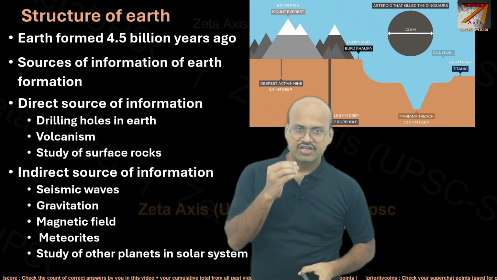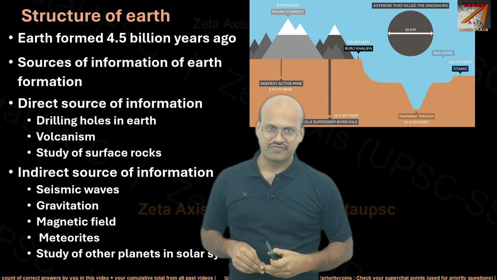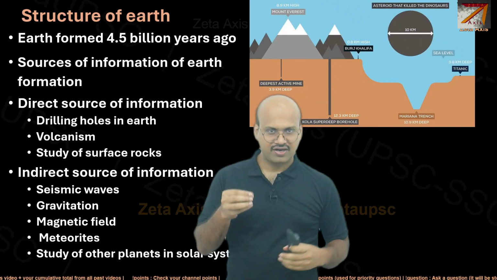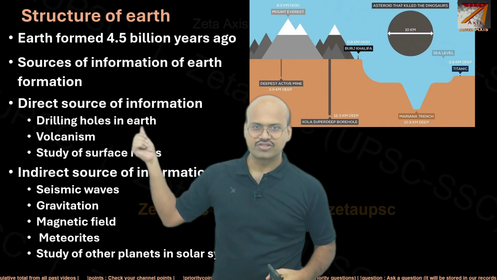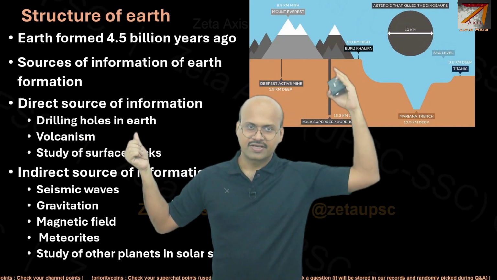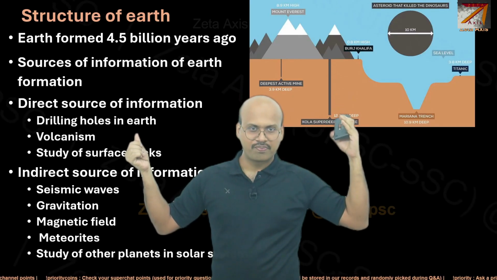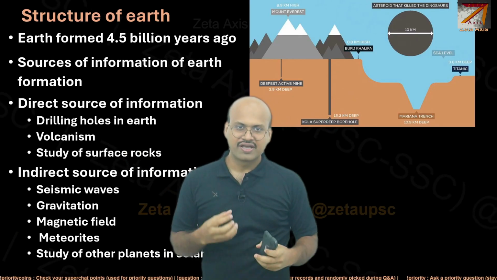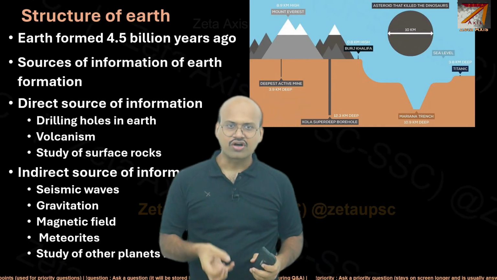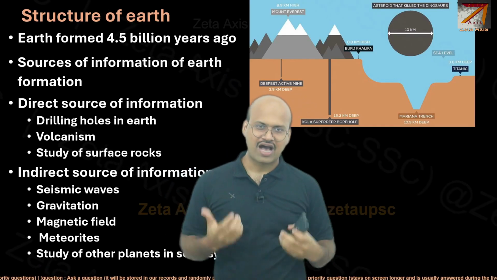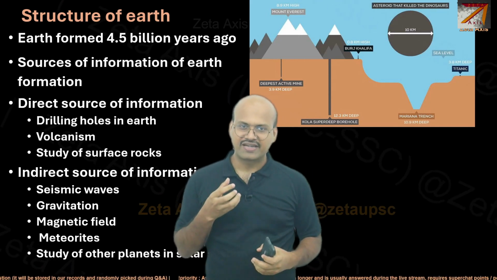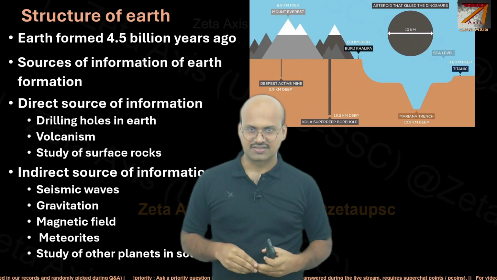However, there are a few direct sources of information which tell us what is inside the Earth. The first is drilling holes in the Earth. This is a hole which was drilled by Russia in the Kamchatka region, and by drilling this hole they were able to get information about the temperature and pressure characteristics, and rocks were taken. So we could understand how these rocks were formed under different pressure and temperature, and how the pressure and temperature increase as the depth increases.